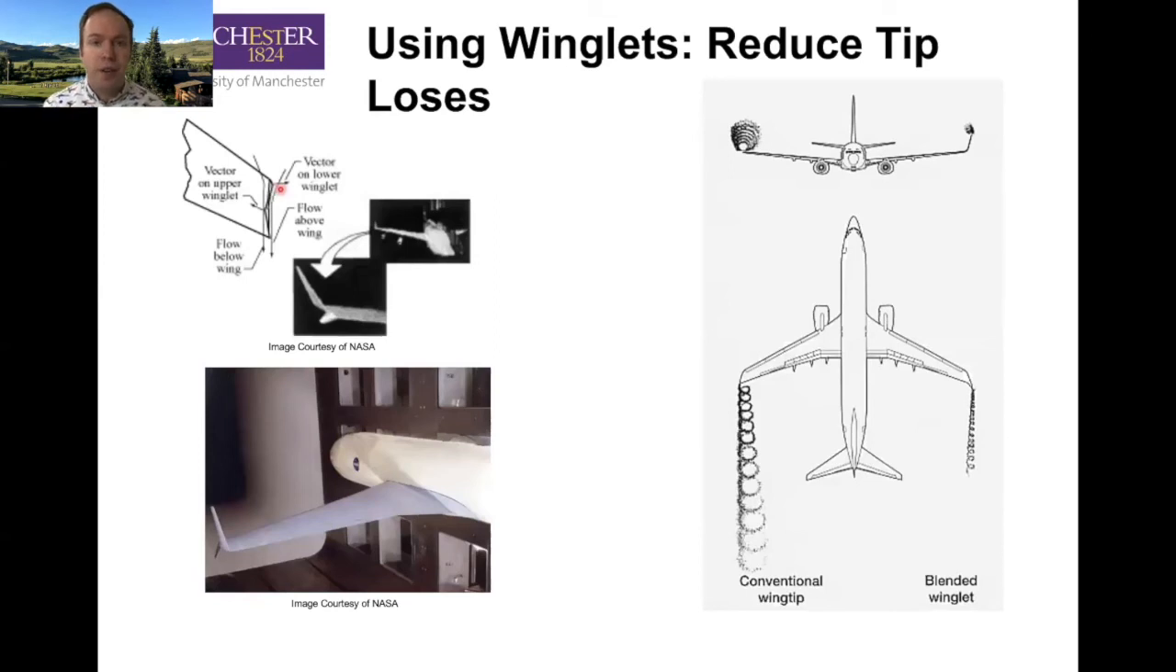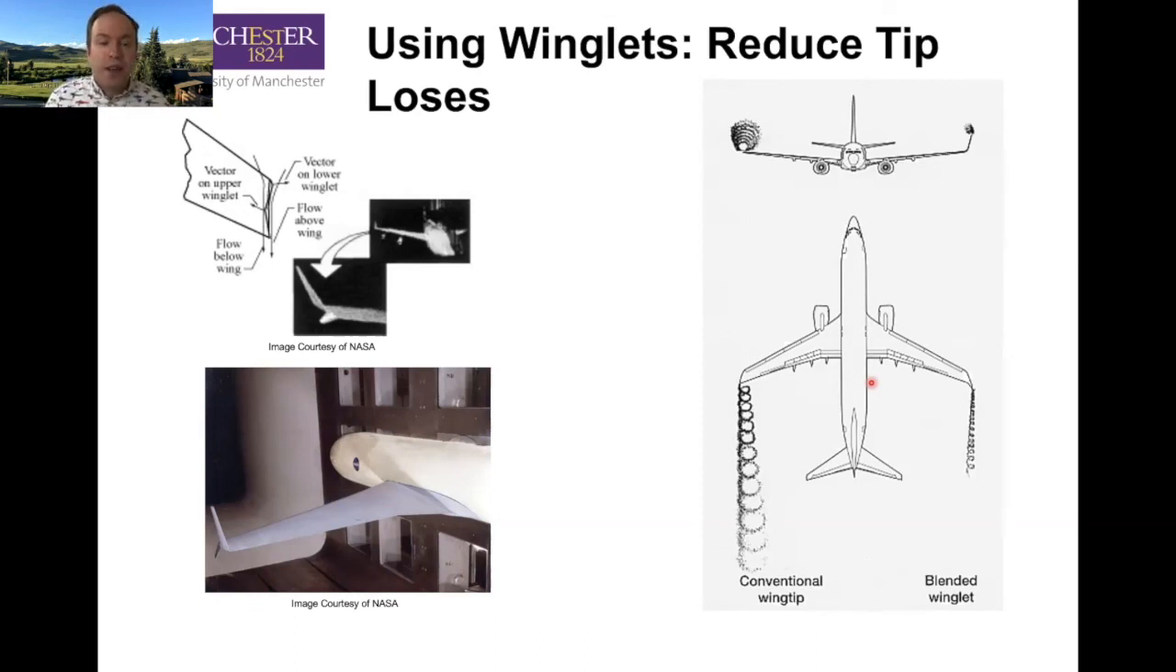Another thing we can do is reduce those tip vortices. Ideally, we would just extend the aspect ratio and the taper, but there are two problems with that. One is that it takes up more space on the ground, and as you know, airport gate space and taxi space is limited. Two, it makes our wing heavier. So what we do is make a compromise.